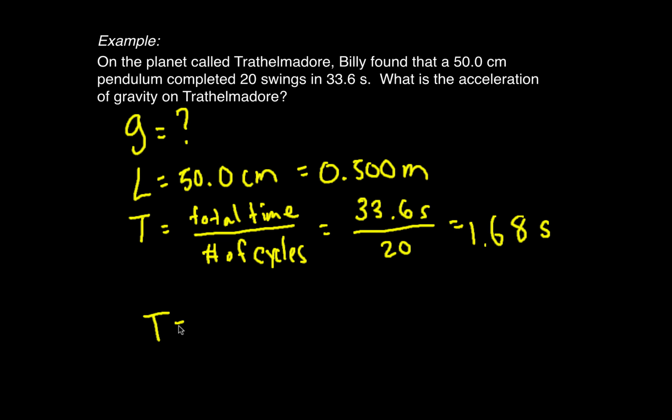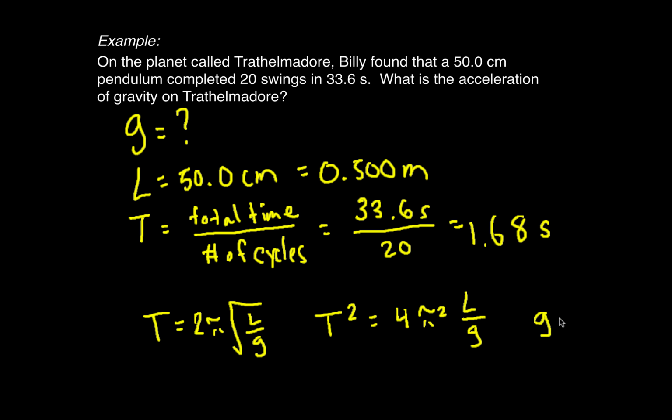The formula for the pendulum is period equals 2 pi root L over g, and we need to rearrange this for g. The first thing we do is square both sides to get rid of the square root. This gives us period squared equals 2 squared, which is 4, pi squared, and the square root drops away because we squared both sides. Now we can rearrange for g. g equals 4 pi squared L over T squared.